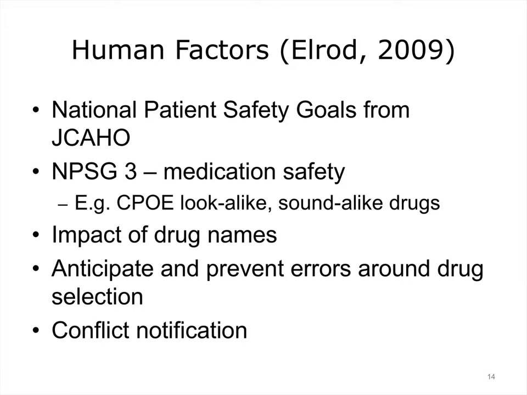There are several resources and recognized areas in which errors in human factors are being studied. The Joint Commission on Accreditation of Healthcare Organizations, JCAHO, has formulated national patient safety goals, including medication safety. Designers of CPOE systems have devised ways to distinguish drugs in pick lists that otherwise look and sound alike. Decision support systems are especially focused on notifying the clinician in case of a conflict of an ordered drug with other drugs or with allergies.